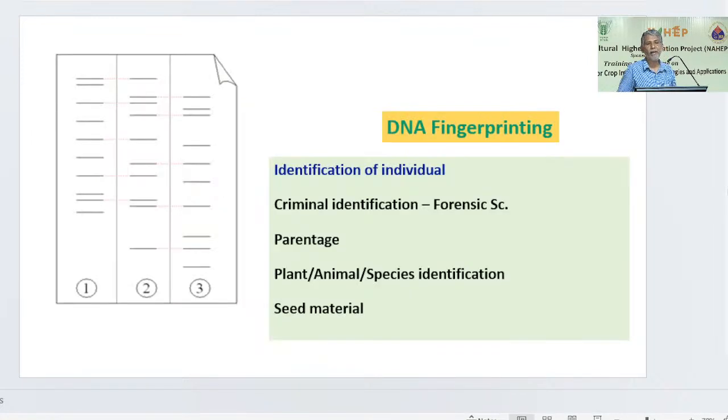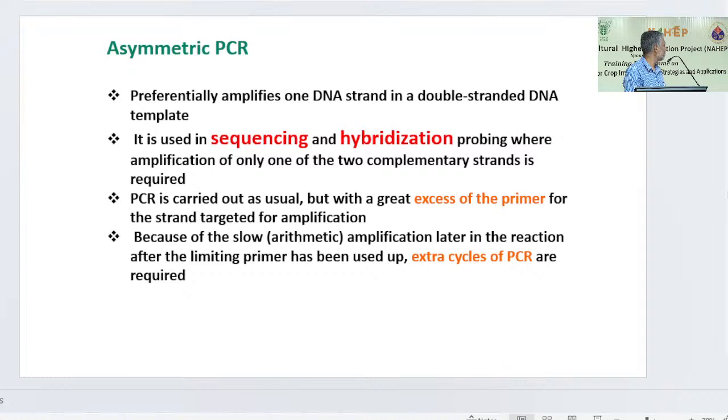Of course, DNA fingerprinting is used for many purposes. You wanted to identify the plants or whatever it is. Okay, asymmetric PCR.